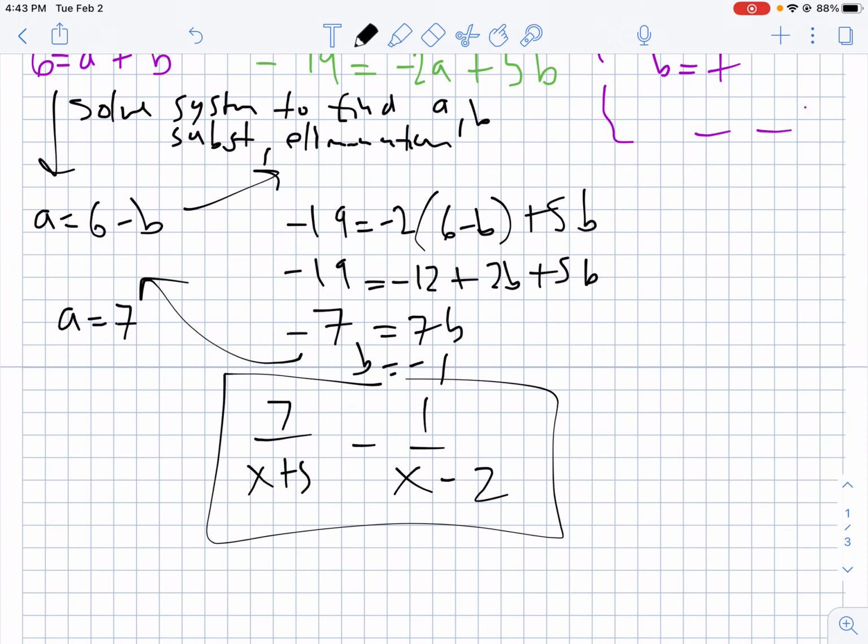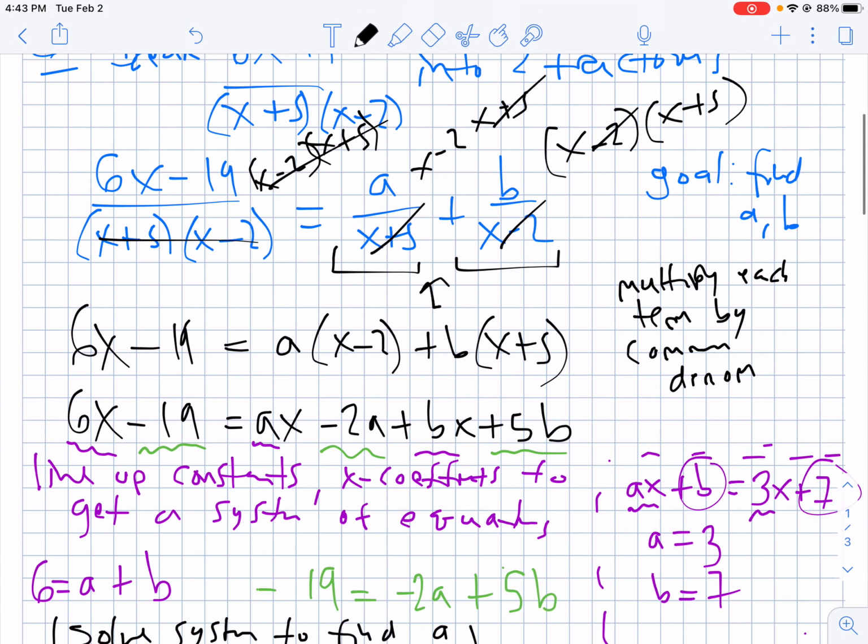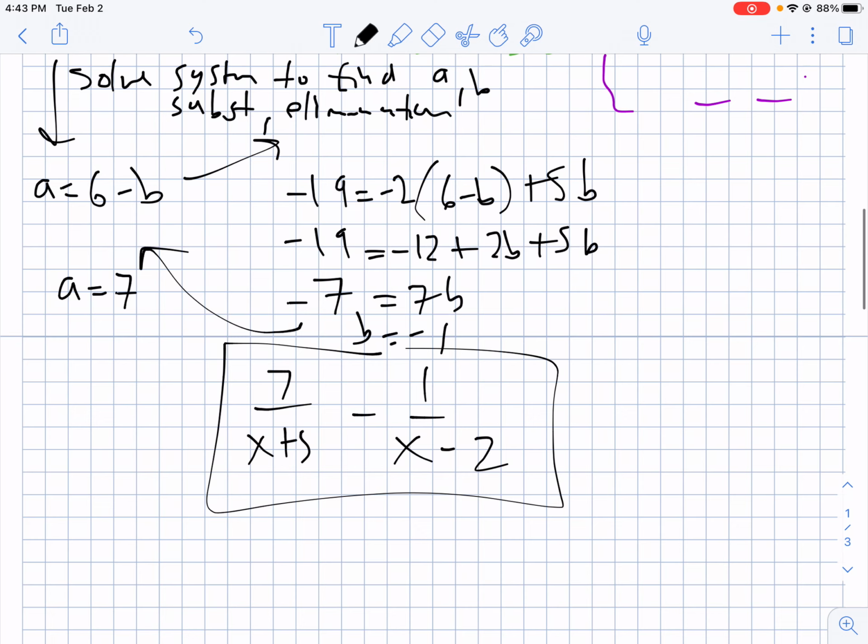This is what we were attempting to do in this problem, was take this more complicated fraction and then break that up into two smaller ones. And again, this is easier for us to work with, and that's the goal. So let me give you one to try.